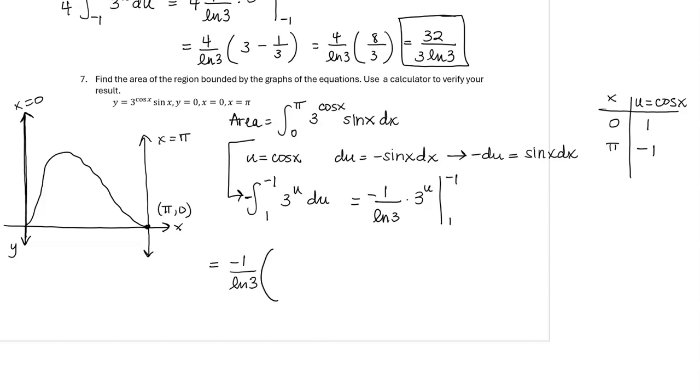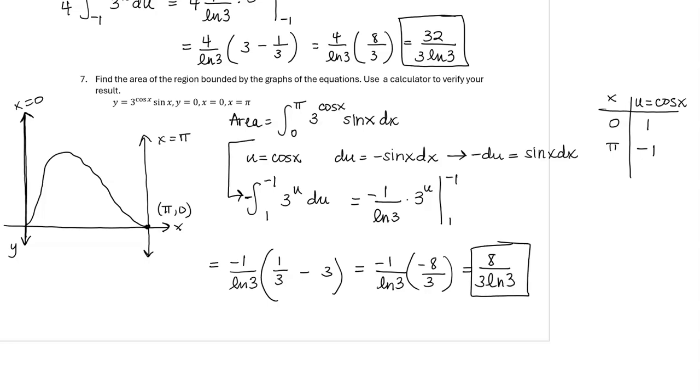I'm going to apply the fundamental theorem of calculus, which tells me to plug in my upper limit, subtract, and then plug in my lower limit. When I plug in my lower limit, we have a 3 to the 1, which is simply a 3. It might be easier to rewrite the 3 to the negative 1 as a 1/3, and 1/3 minus 3 is a negative 8/3. And then when we multiply, the two negatives will cancel and leave us with a positive 8 divided by 3 with a natural log 3 in the denominator.